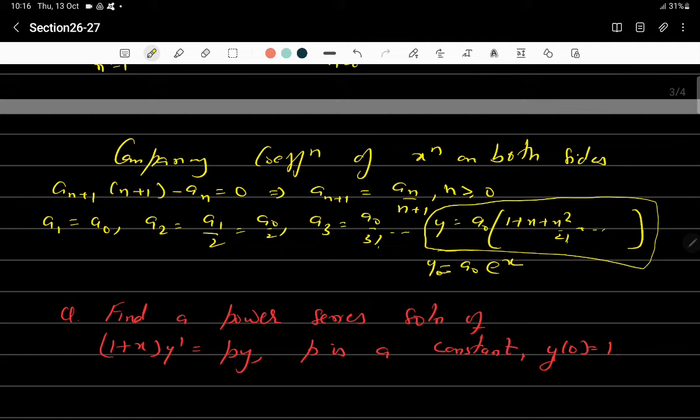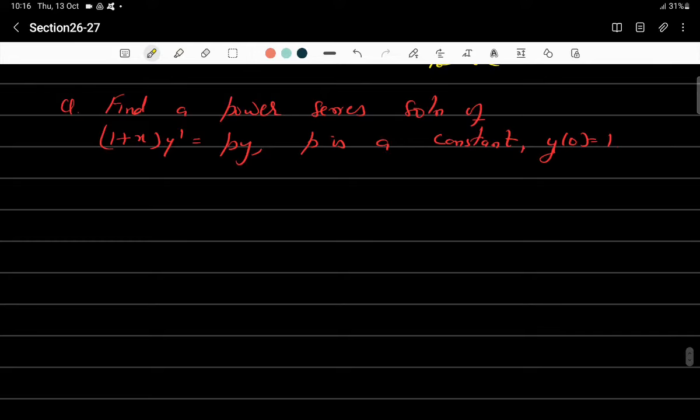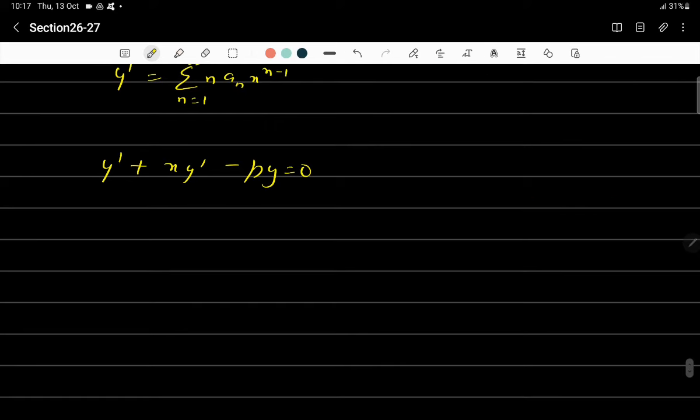Let's try one more question. So (1 plus x) y dash is equal to py, where p is a constant, and it is given y of 0 is equal to 1. So again, your y is summation a_n x raised to the power n, which is a0 plus a1x plus a2x square and so on, which means y dash is n a_n x raised to the power n minus 1. Now the given equation is y dash plus x y dash minus py is equal to 0.